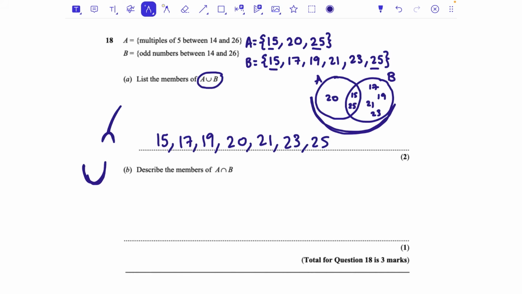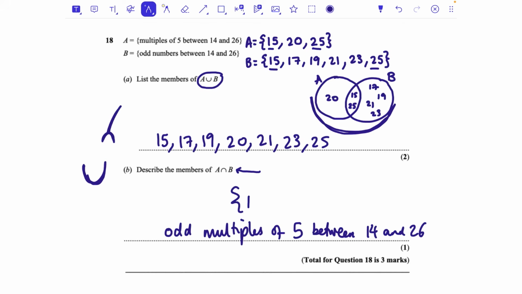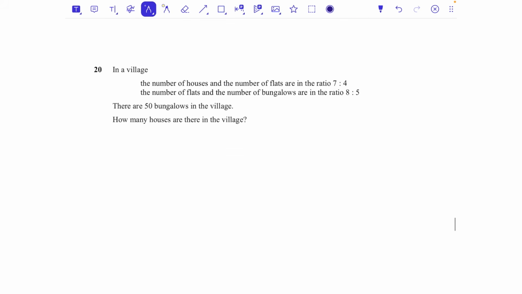Describe the members of A intersection B. So remember this one, to be in this little set, they have to be in both. So we're going to say odd multiples of 5 between 14 and 26, and we could also just say that that is 15 and 25, like that. That is the members of that club, all done, of that set.